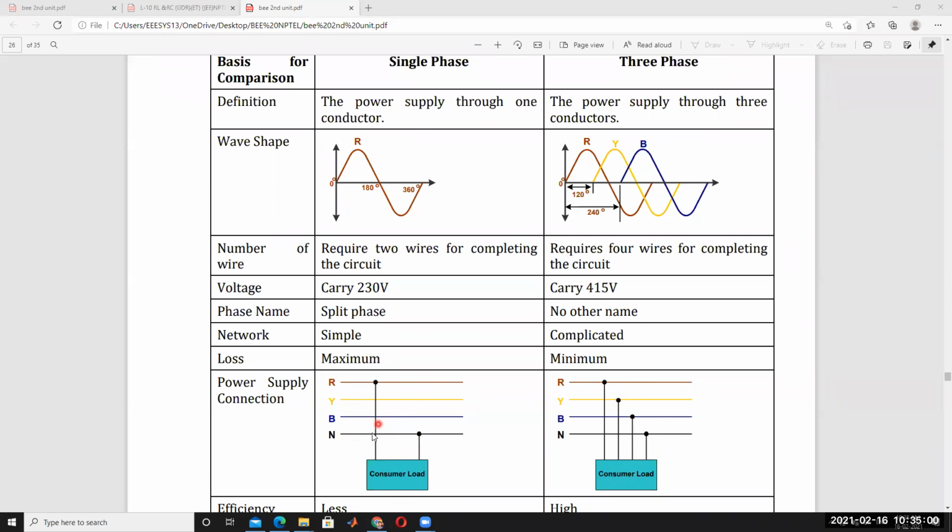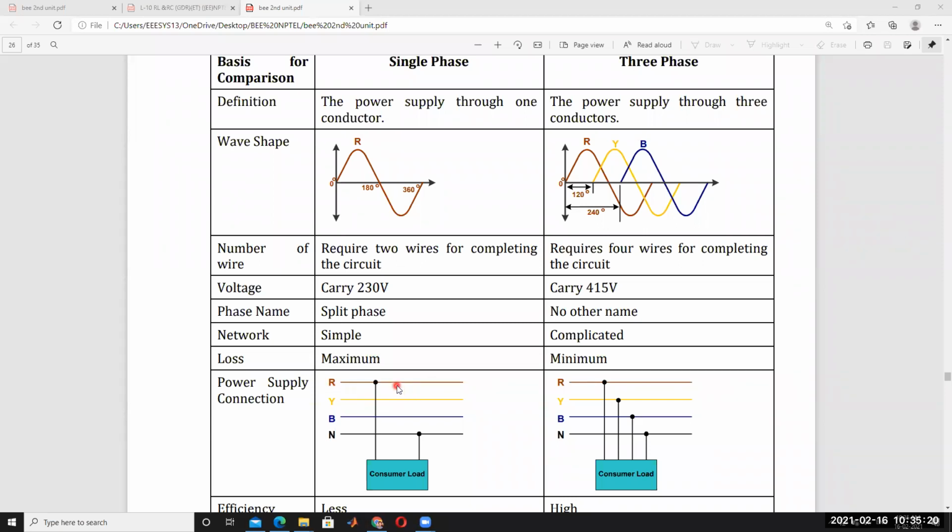Power supply connection. This is the power supply connection of a single-phase system. This is the power supply connection of a three-phase system. Understood? Here, only one phase and neutral. Only one load is connected to only one wire, whereas in a three-phase system the load uses all the wires.